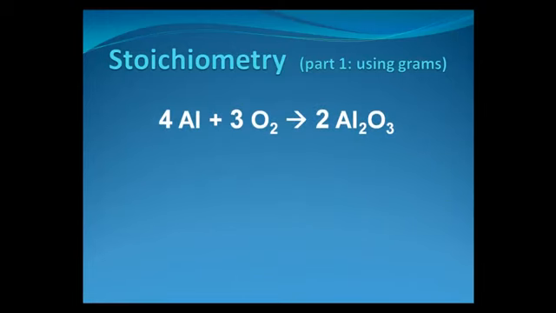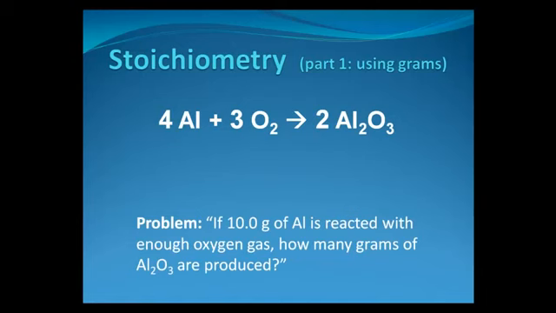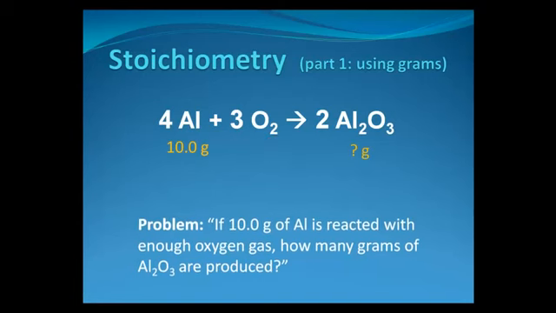Let's do some stoichiometry. Here's a stoichiometry problem that might be typical in the class. If we have 10 grams of aluminum and we react it with enough oxygen gas, how many grams of aluminum oxide are produced? Let's take the pieces of the numbers out of this problem and put them next to the reaction: 10 grams of aluminum and how many grams of aluminum oxide. So how do we get from grams of aluminum to grams of aluminum oxide? Well, we can't go there directly, but what we can do is go through moles. So that's what we'll do.